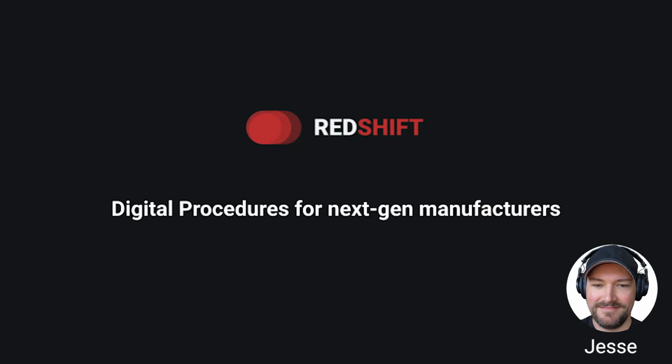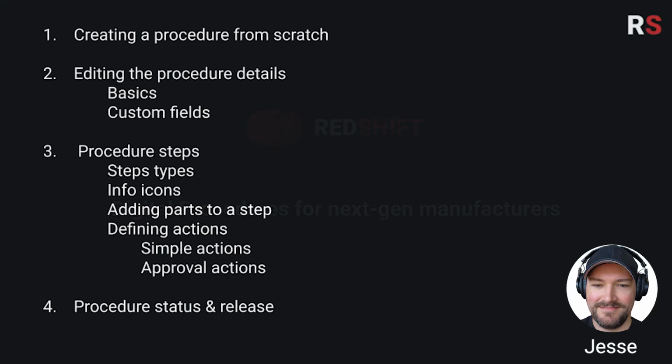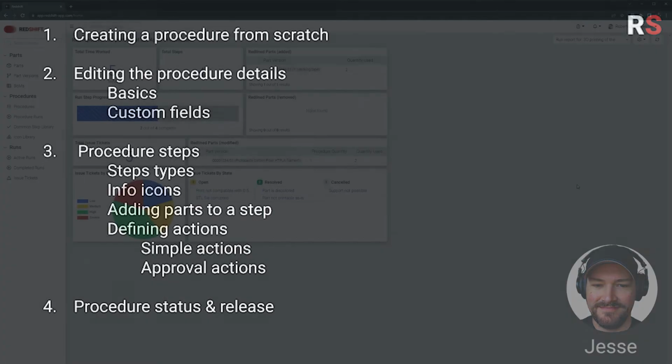Today I'll be showing you a quick demonstration of how to create a simple procedure from scratch. We'll be going over procedure basics, steps, the two different types of content within steps, and some more granular details like the parts list, required actions, and step dependencies. Finally, we'll then release the procedure so that new runs can be executed against it. So without further ado, let's jump right in.